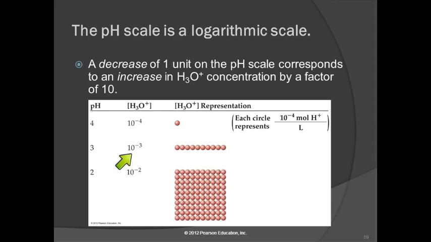10 to the minus third. The log of that is minus 3. Change the sign and we get 3. 10 to the minus 2. The log of 10 to the minus 2 is minus 2. Change the sign, we get plus 2.